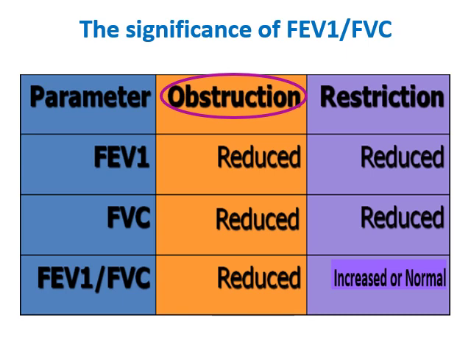On the other hand, in patients with restrictive lung disease such as fibrosis, both the FVC and FEV1 are decreased. But the FEV1 is decreased less than the FVC is. Thus, in fibrosis, the ratio of FEV1 to FVC is actually increased, or sometimes it's normal.